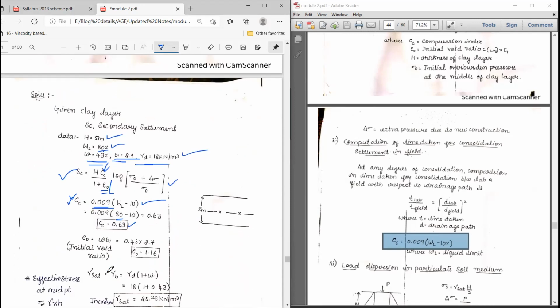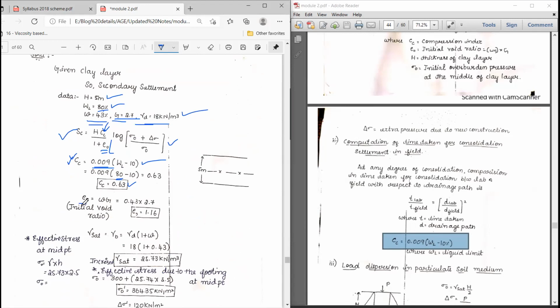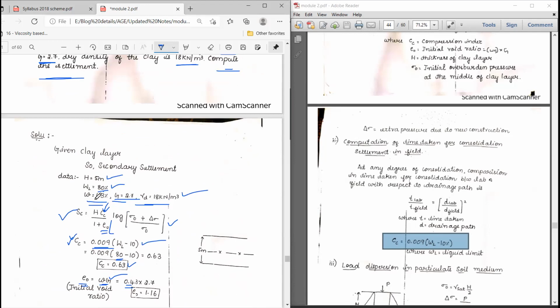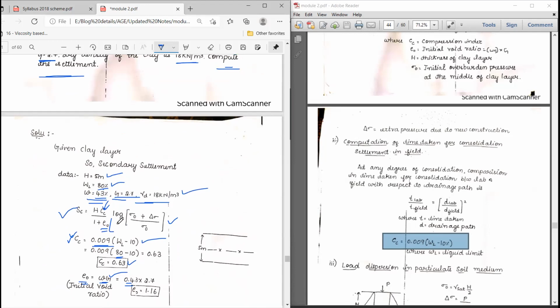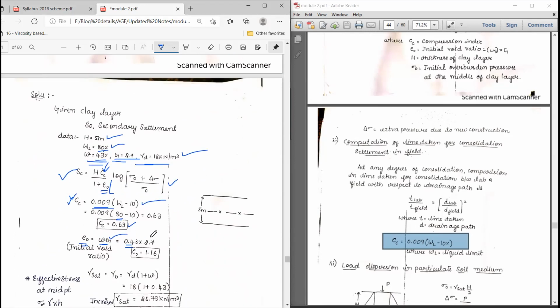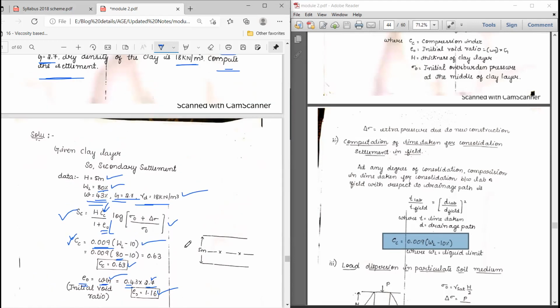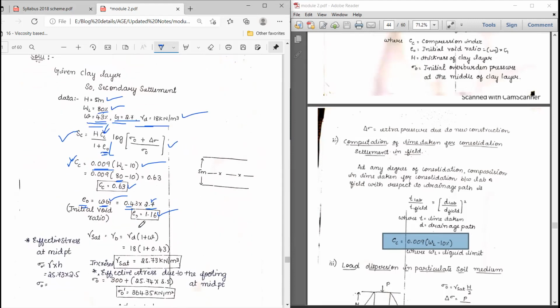Now let us see what is e naught. Initial void ratio can be calculated by natural water content multiplied by specific gravity. Natural water content is 0.43 as given in the problem. 43% means 43 divided by 100, that is equal to 0.43, multiplied by specific gravity 2.7. Therefore void ratio is 1.16. So e naught is also available now.